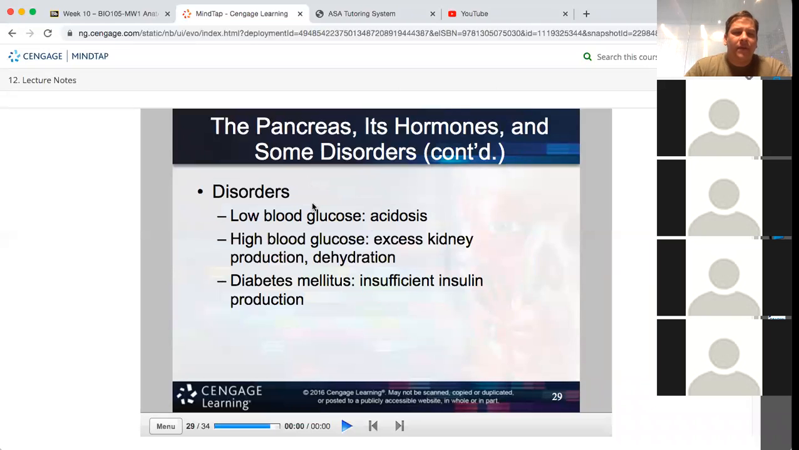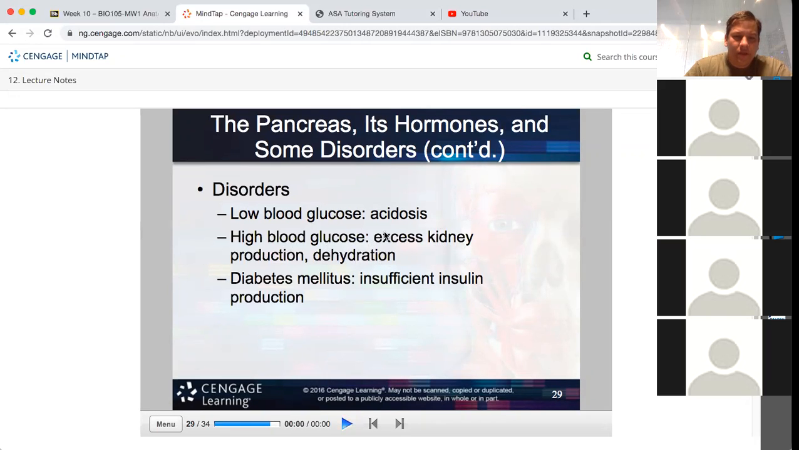Disorders of the pancreas: low blood glucose that produces acidosis and can kill you. High blood glucose, that is an excess kidney production and dehydration. They cause all this. Diabetes mellitus, that is an insufficient insulin production, and you know the disease of diabetes, how many complications you have. For being diagnosed with diabetes, you need to have fasting.